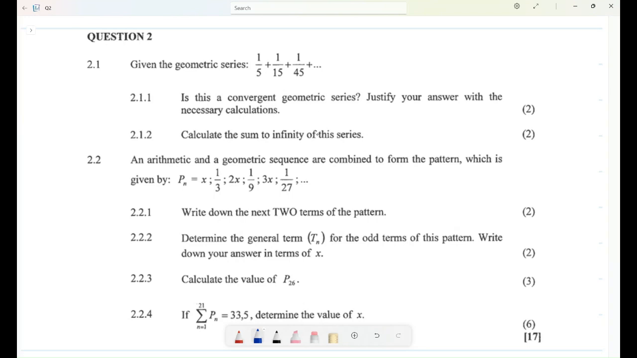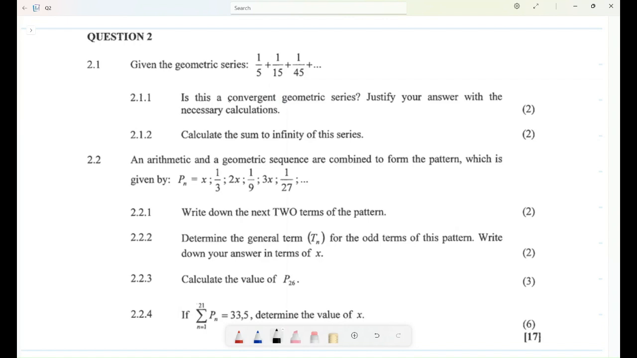This is a continuation video under the May/June 2023 question paper. So we'll look at question 2, number 13. It goes like this: 2.1, given the geometric series 1/5 + 1/15 + 1/45. Remember, in a series we add, in a sequence we use a semicolon, right? Yes.